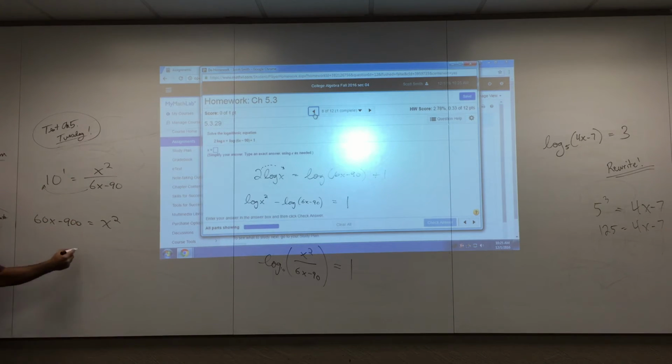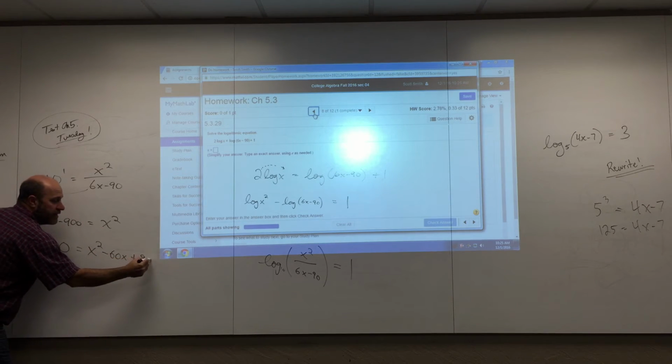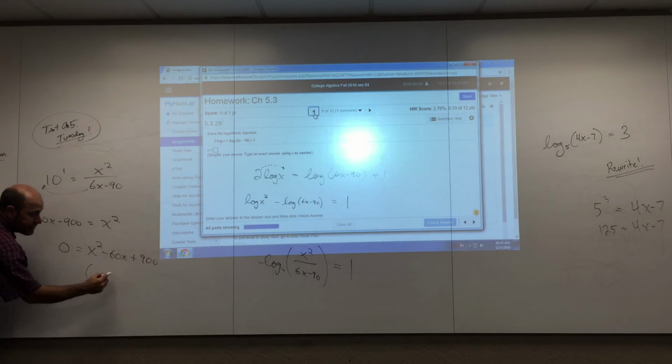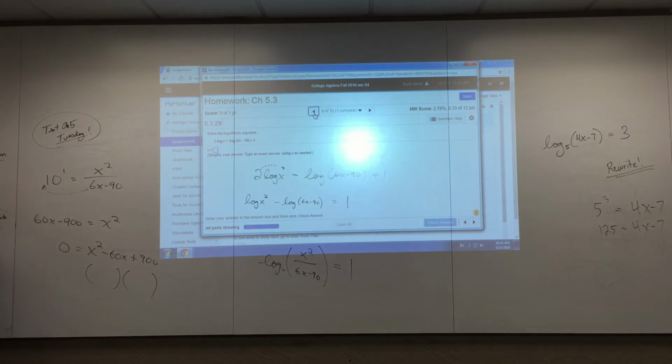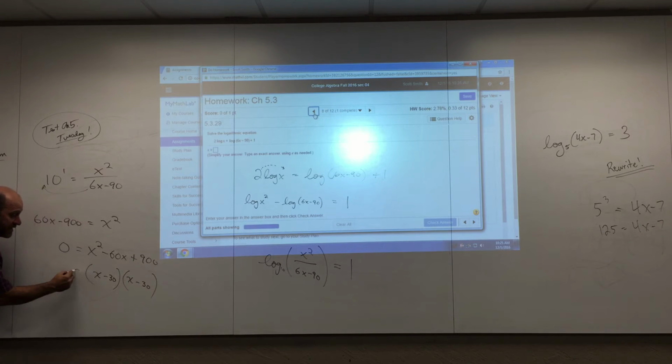Hey, now it's quadratic. When it's quadratic, I want to move everybody to one side and make it equal to 0. So I'm going to subtract negative 60x plus 900. You know what I mean? Move those over there. Get it equal to 0. Hey, now maybe I can factor it. 30 and 30. X minus 30, x minus 30, baby. Which means there's not really 2 answers. There's kind of 1 answer. What is it? 30. Woohoo!